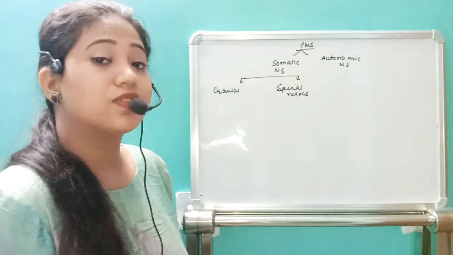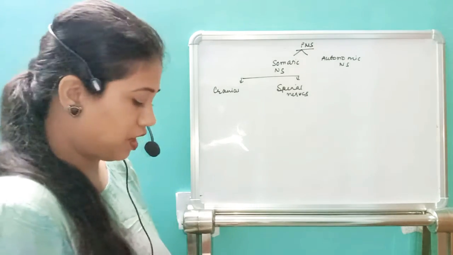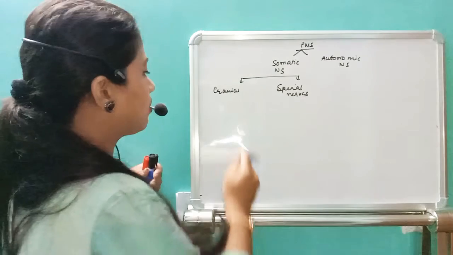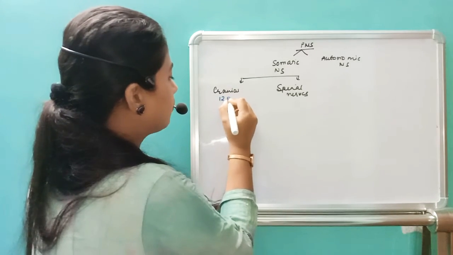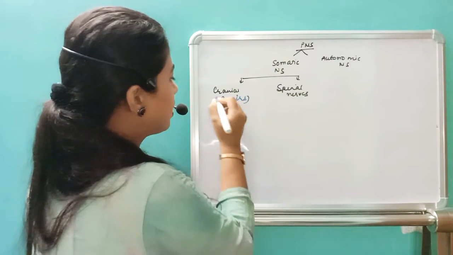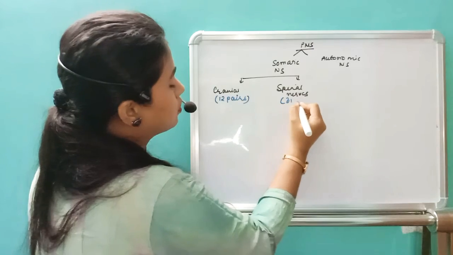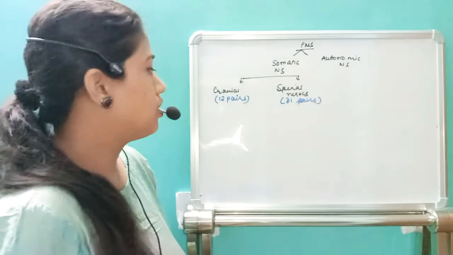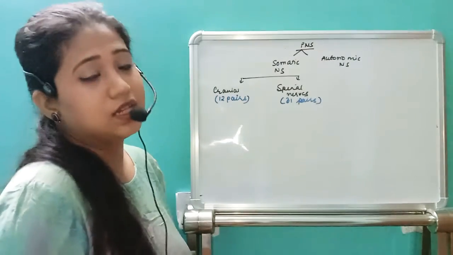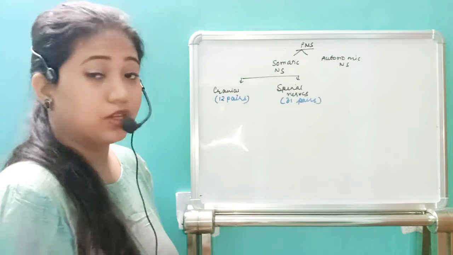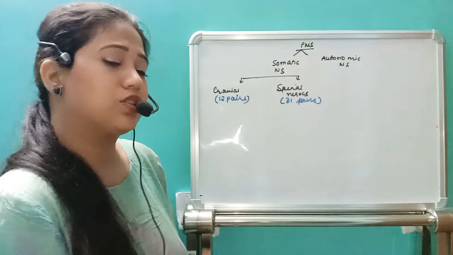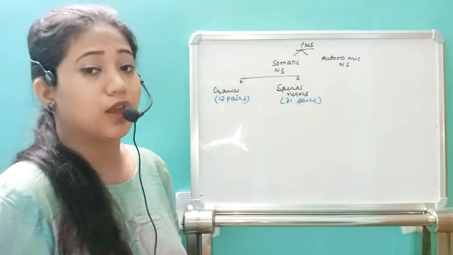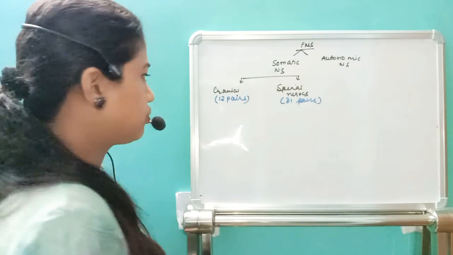How many cranial nerves and how many spinal nerves do we have? So let's see. If it comes to the cranial nerves, we have 12 pairs of cranial nerves, and how many spinal nerves do we have? 31 pairs of spinal nerves. So after that, let us see the cranial nerves. How can you remember the cranial nerves? Though it is not given in your NCERT, you have to remember. Okay, so let us see.